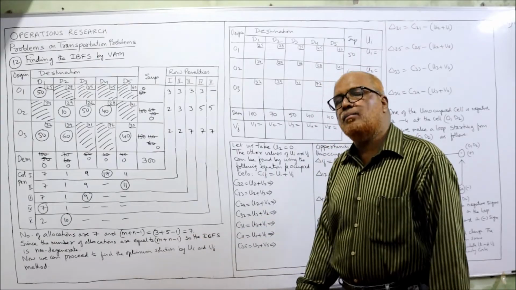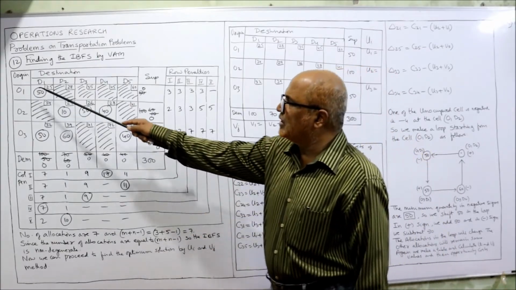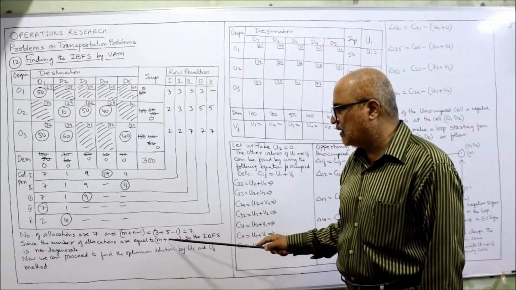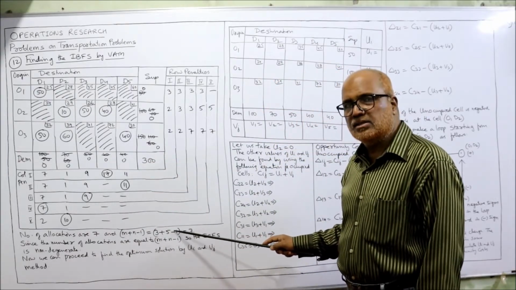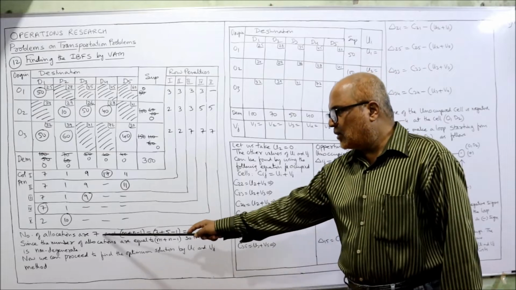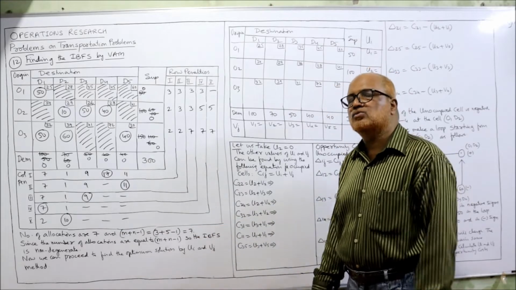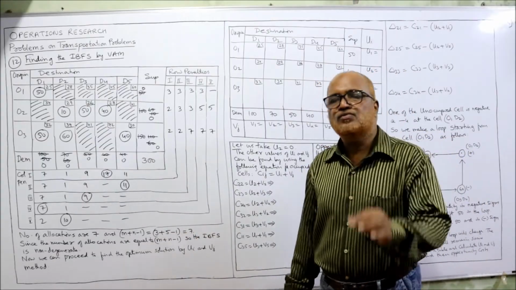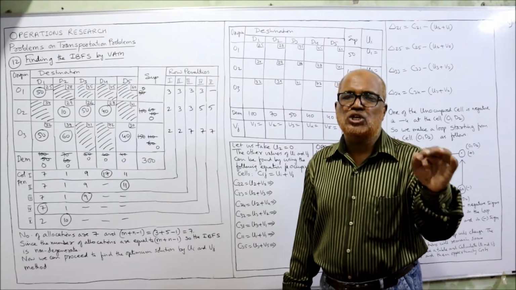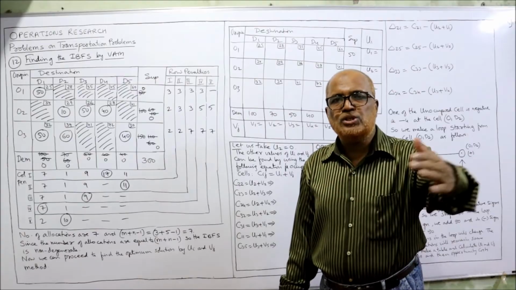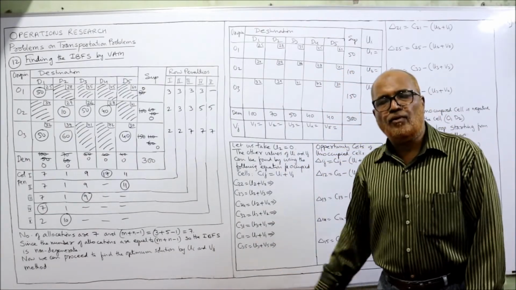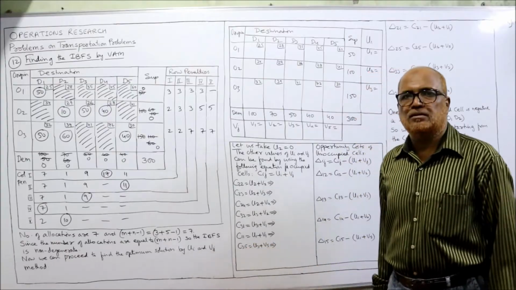And m plus n minus 1. Number of rows, 3. Number of columns, 5. 5 plus 3, 8. 8 minus 1, 9. 8 minus 1, sorry, 7. The number of allocations, 7, and m plus n minus 1 is also 7. So fortunately, the IBFS is feasible and non-degenerate. Now we can proceed ahead to find out the optimal solution by following UI and VJ method.